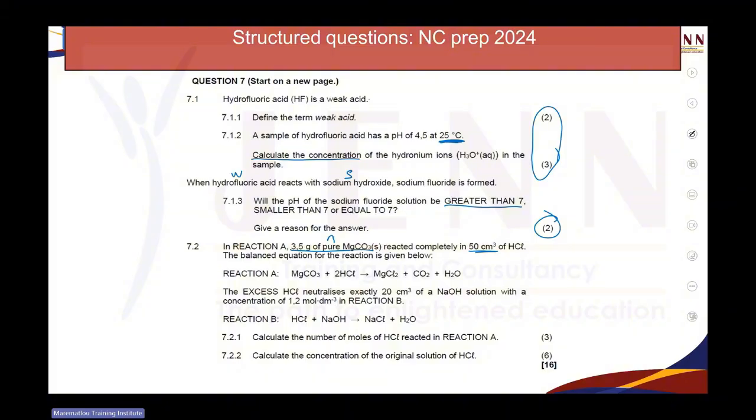The excess hydrochloric acid neutralizes exactly 20 centimeter cubed of a sodium hydroxide solution with a concentration of 1,2 mole per decimeter cubed in reaction B. And then they say calculate the number of moles of hydrochloric acid reacted in reaction A, and then calculate the concentration of the original solution of hydrochloric acid.